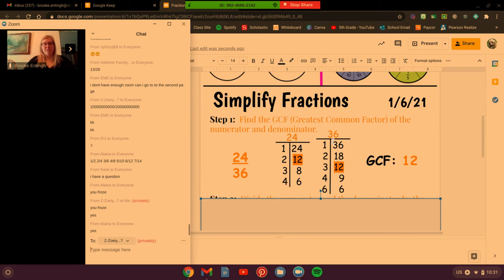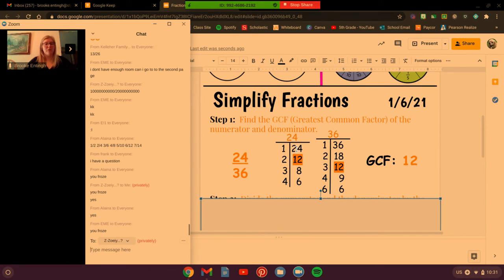I listed the numerator and the denominator, and then underneath I put 2 columns so that I could list on one side 1 factor and what I would multiply it by on the other side to get 24. So 1 times 24 gets me 24. So 1 and 24 are factors. 2 times 12 gets me 24. So 2 and 12 are factors. 3 times 8 gets me 24. So 3 and 8 are factors of 24. And then 4 times 6 gets me 24. So 4 and 6 are factors.